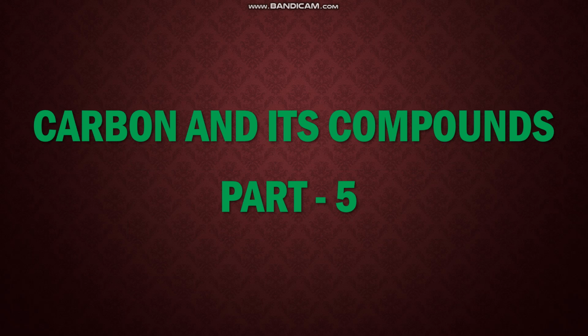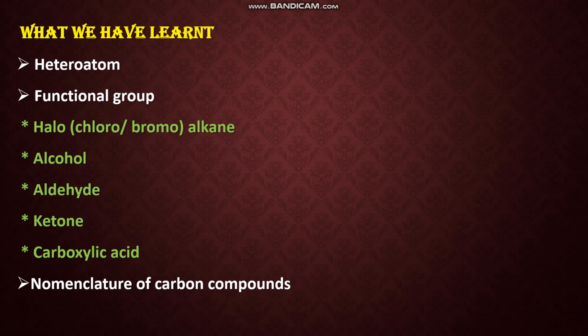Today, let us continue the lesson Carbon and its compounds. In the previous class, we learned what a heteroatom is and what functional groups are. The definitions we learned, and we learned 5 different classes of organic compounds: haloalkanes, alcohols, aldehydes, ketones, and carboxylic acid. Let us revise what are the functional groups present in this class of organic compounds.